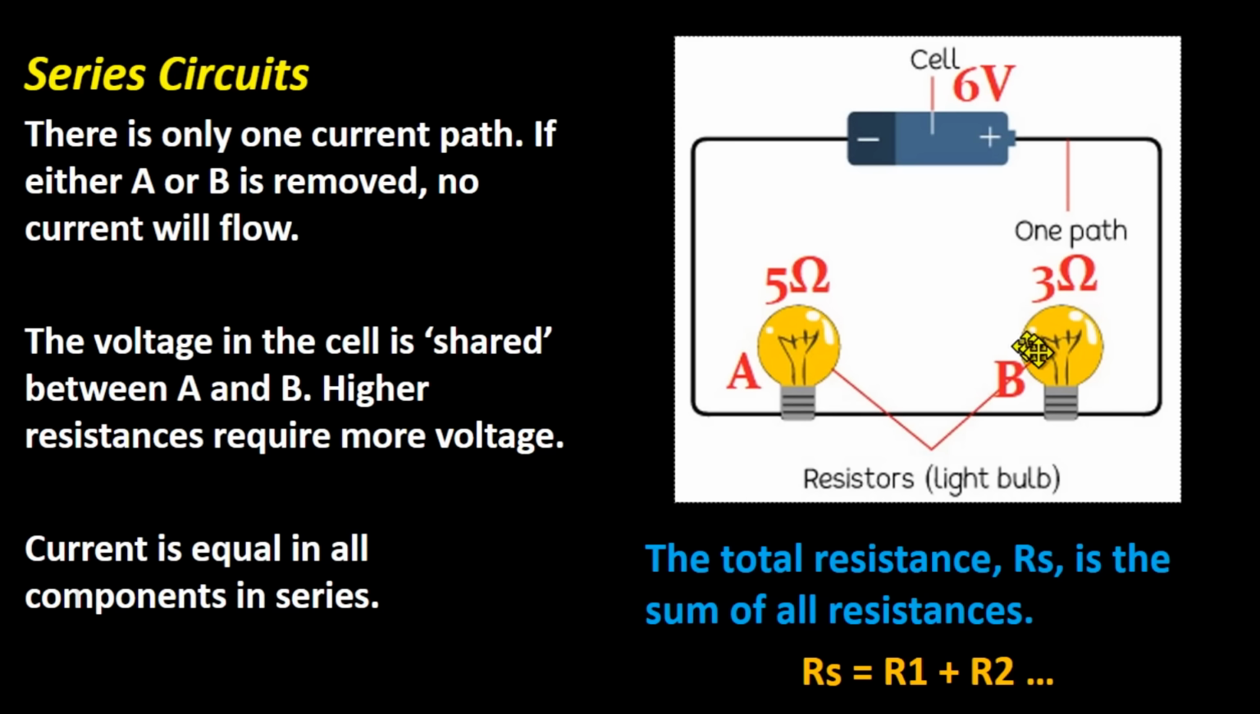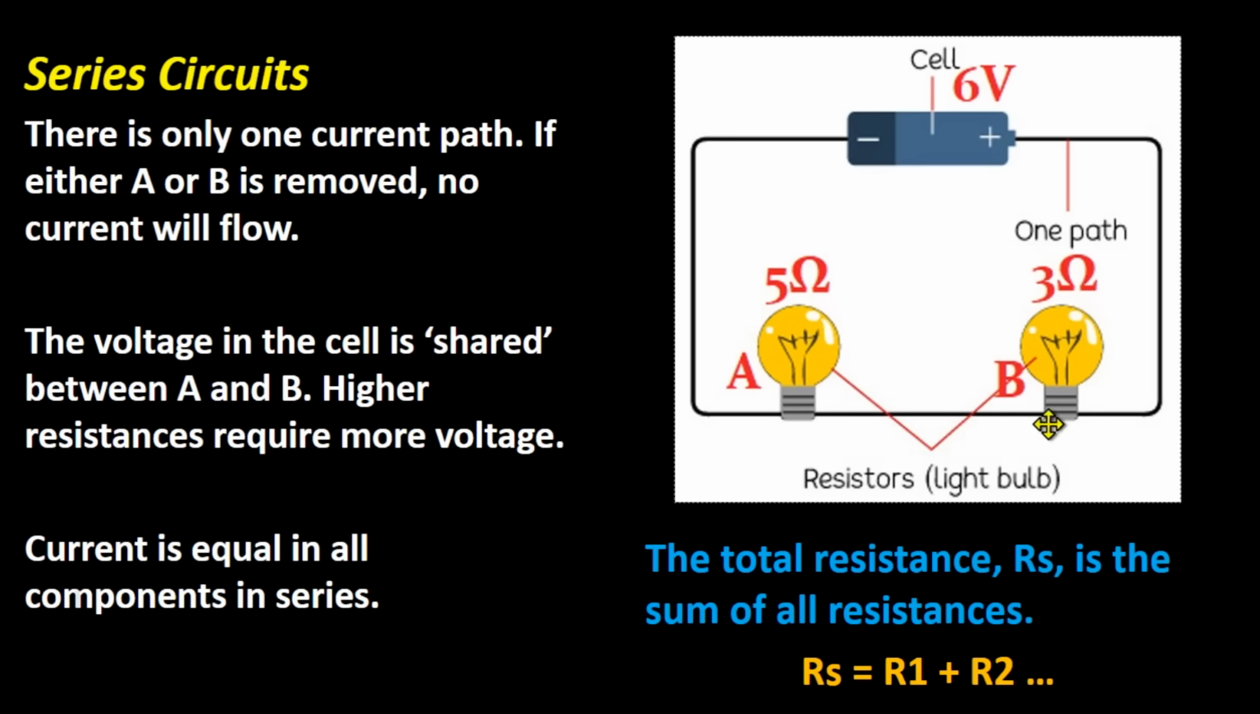If either one of these light bulbs were removed, there will be no current flow because the circuit would be broken. The voltage in the cell is shared between A and B, so the 6 volts is going to be divided up between A and B. Higher resistances require more voltage. Current is equal in all components in series, so the current through A is going to be the same as the current in B and all throughout the wire.